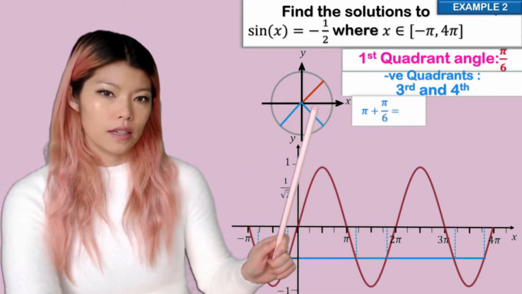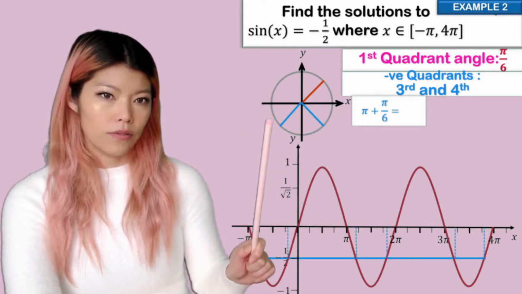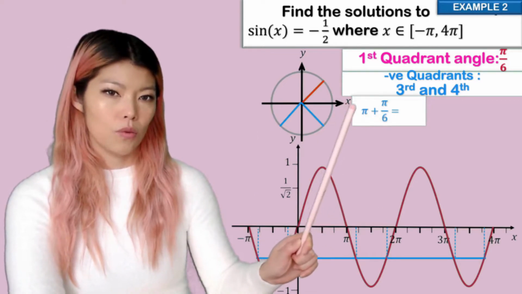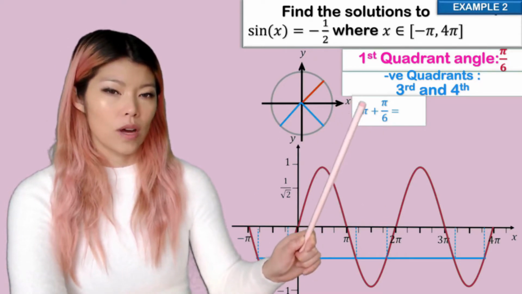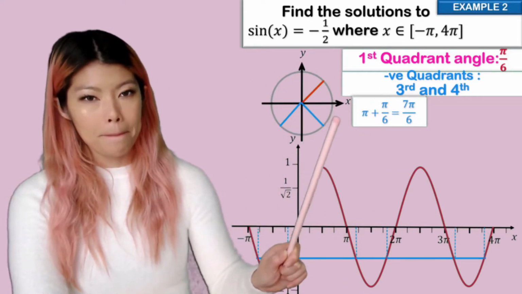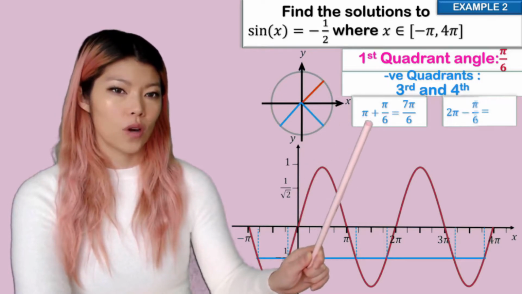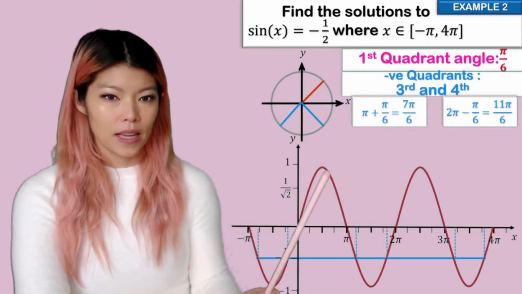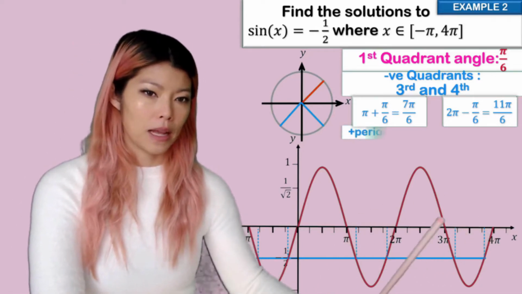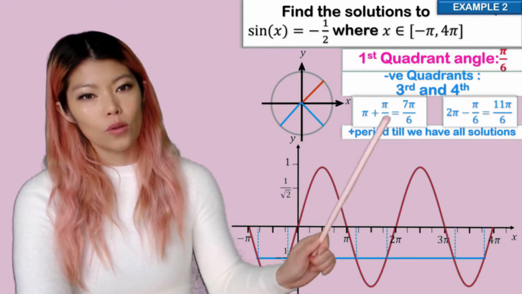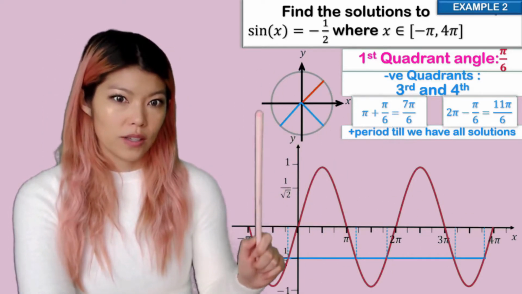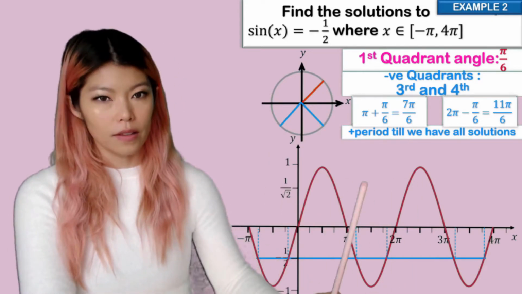So that is pi plus our first quadrant angle. So pi plus pi on 6, which is 1 plus 1 over 6, which is 7 pi on 6. And that is 2 pi minus pi on 6, which is 12 minus 1, 11 pi on 6. Now we have these two solutions. We need to go that way, so we're going plus pi to these two. So it's plus period, not plus pi. The pi is when we're going around in a circle, plus period is when we're looking for other solutions.